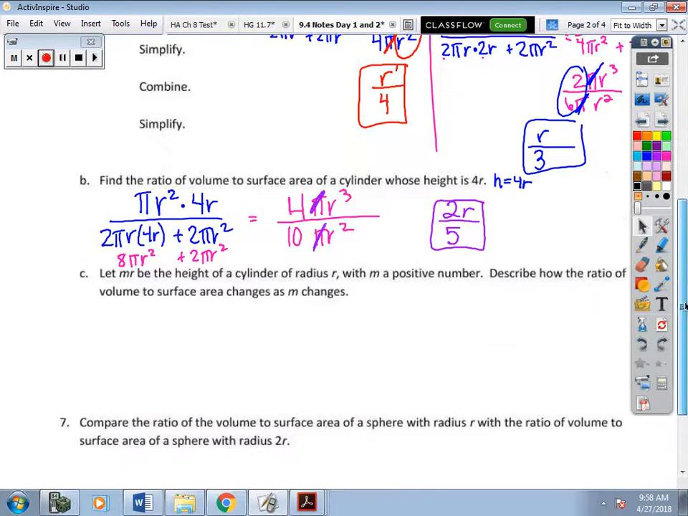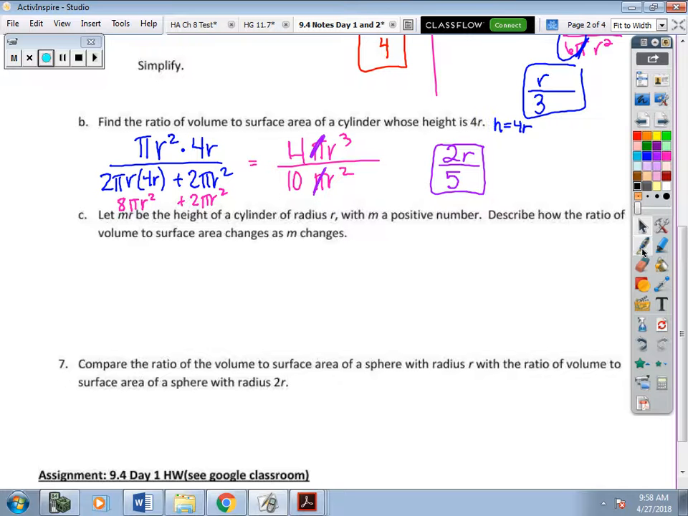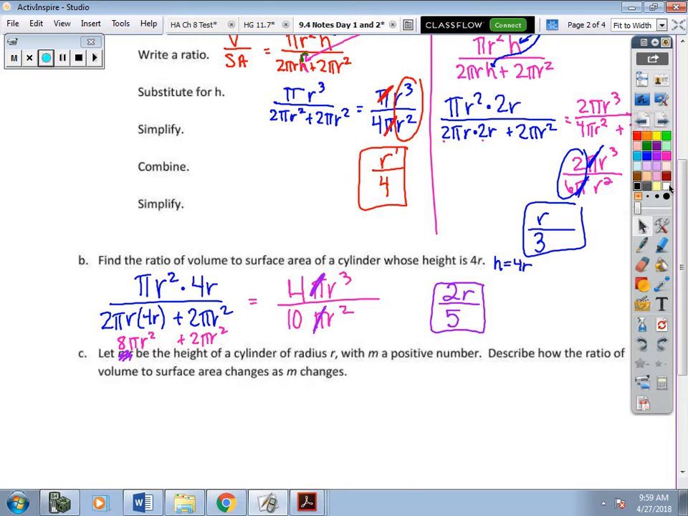All right, for part C, they say let mr be the height of a cylinder with radius r and m be a positive number. Describe how the ratio of the volume to the surface area changes as m changes. So I'm actually going to go ahead and get rid of this part, and let's just compare the ratio as m got bigger, because we already did this. In this case, m was 1. In this case, m was 2. In this case, m was 4.